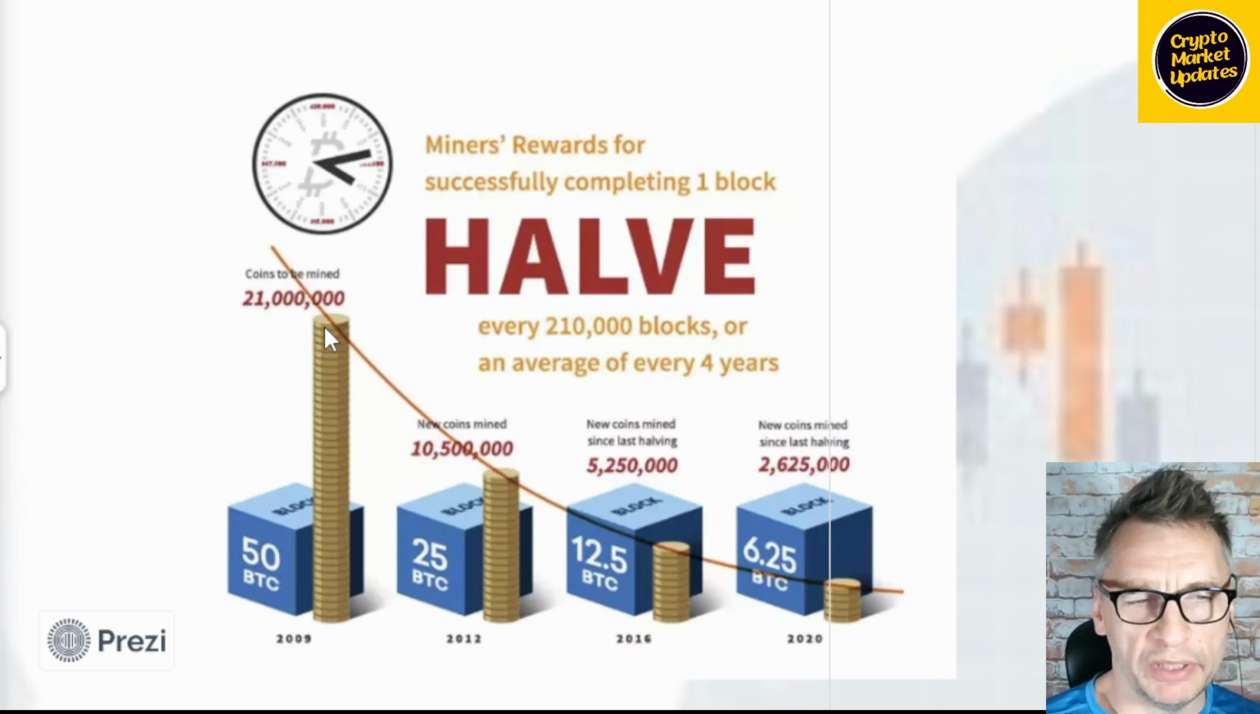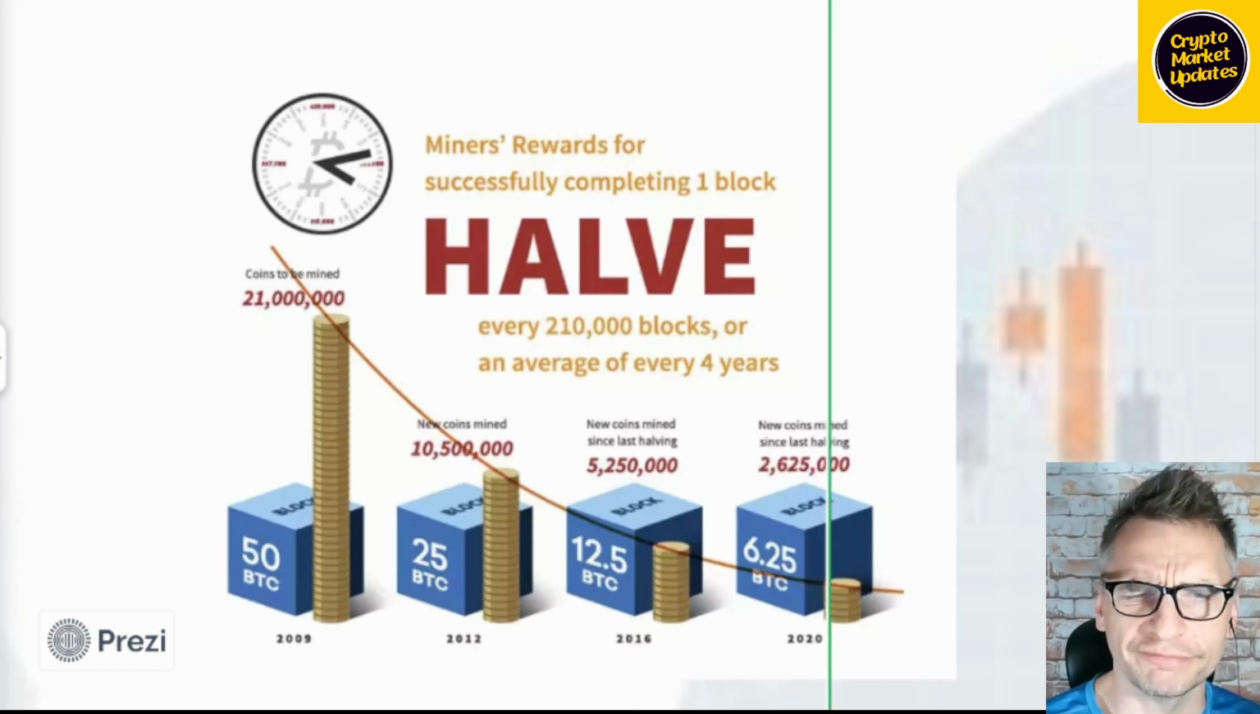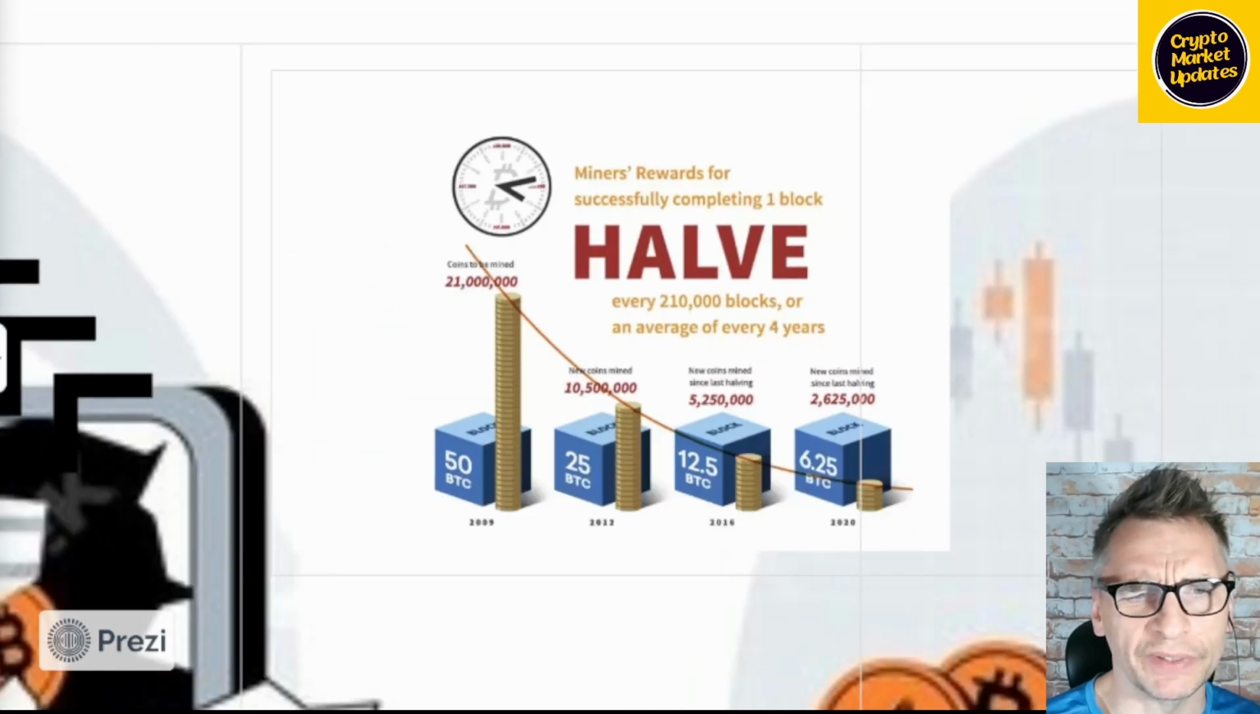So there are 21 million Bitcoins that are halved and then halved again and halved again. The one thing that's missing is the year 2024, which will happen next year, and the rewards will be slashed to 3.125 something.